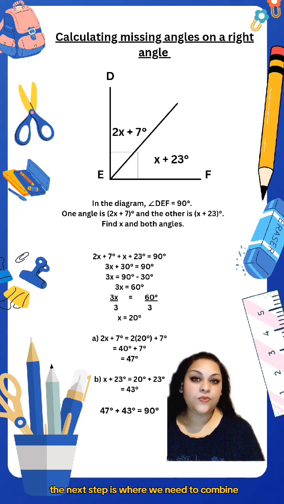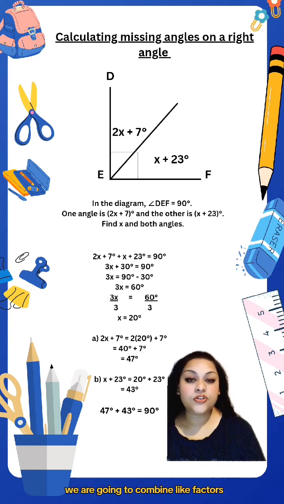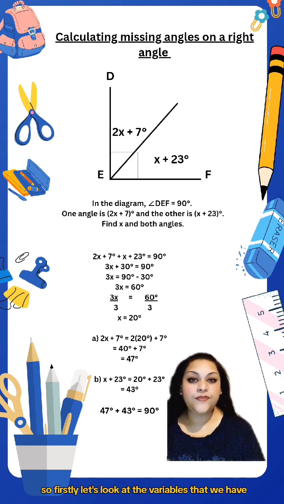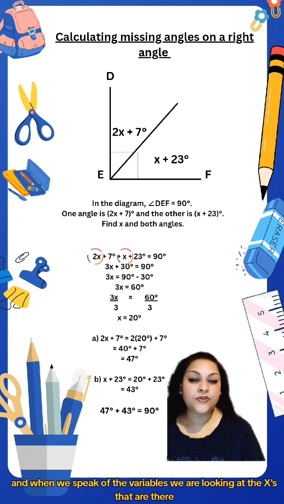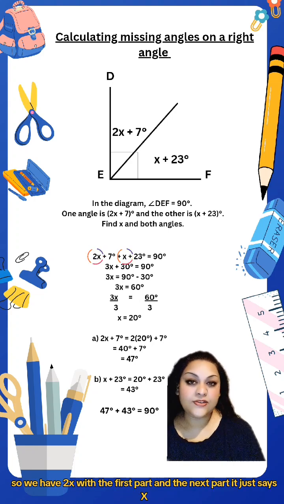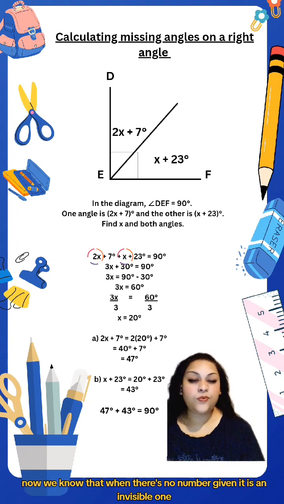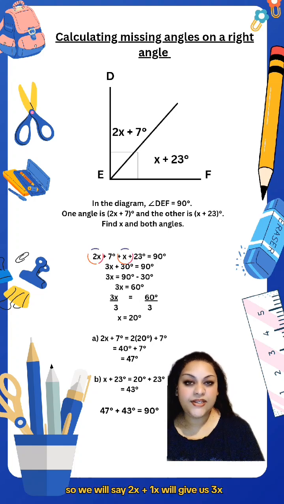The next step is where we need to combine. We are going to combine like terms. So firstly, let's look at the variables that we have. And when we speak of the variables, we are looking at the x's that are there. So we have 2x, which is the first part, and the next part, it just says x. Now we know that when there's no number given, it is an invisible 1. So we will say 2x plus 1x will give us 3x.